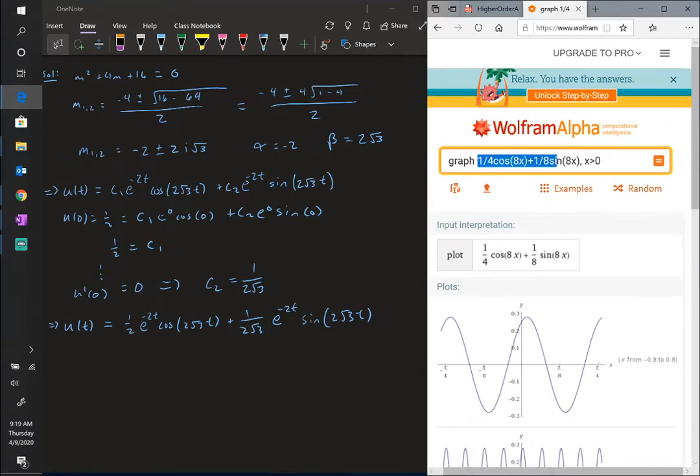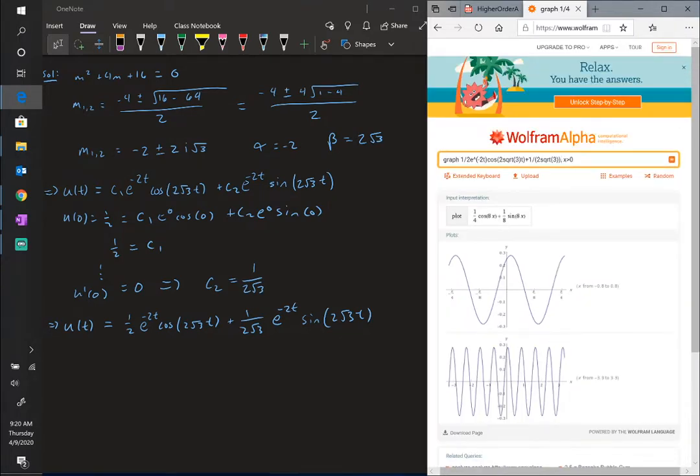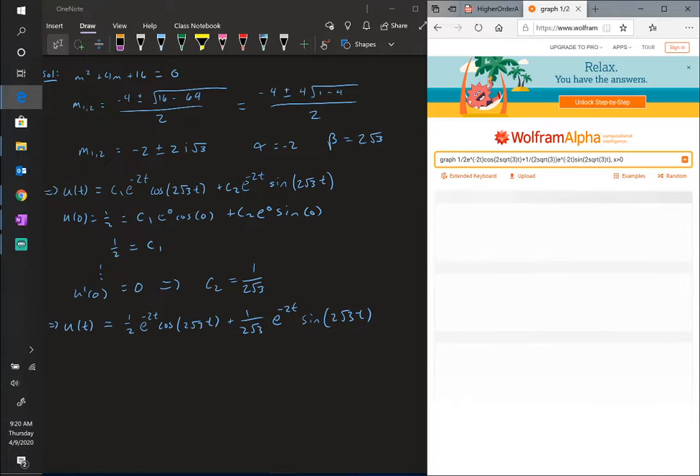So let's plot this function. 1/2 e to the -2t cosine 2√3 t plus 1/2 √3 e to the -2t sine 2√3 t. And we'll graph that.